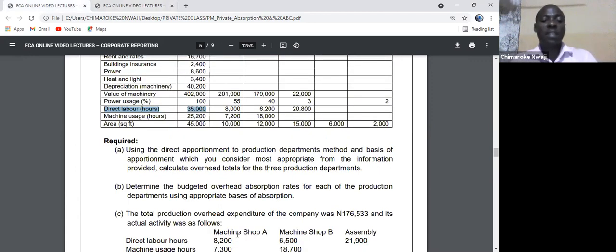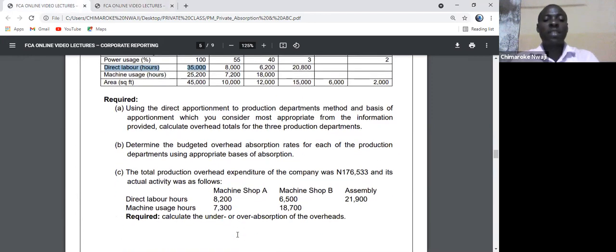Let's go to the C part. The C part says the total production overhead expenditure of the company was 176,533. So you see, this is the actual expenditure. Okay, that is the overhead. And the actual activities were as follows. Now you look at the actual activities. The one we did before was budgeted. Now this is actual.